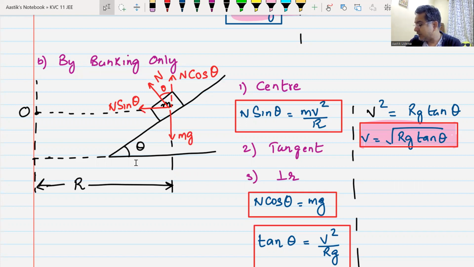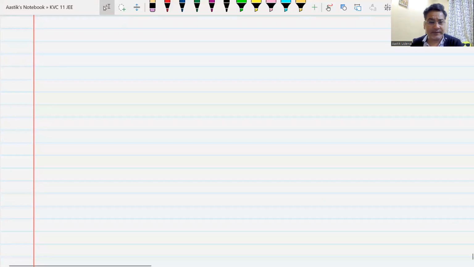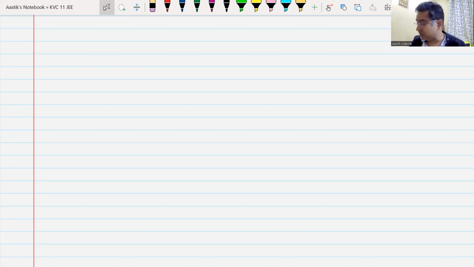We had also seen the conical pendulum. These are the three or four different cases of motion in a horizontal path. If you can remember those cases, they are good enough to solve any problem that comes. Now, moving on to the next type of motion. Up till now, motion was happening on a horizontal plane. Now, the motion is going to happen on a vertical plane.